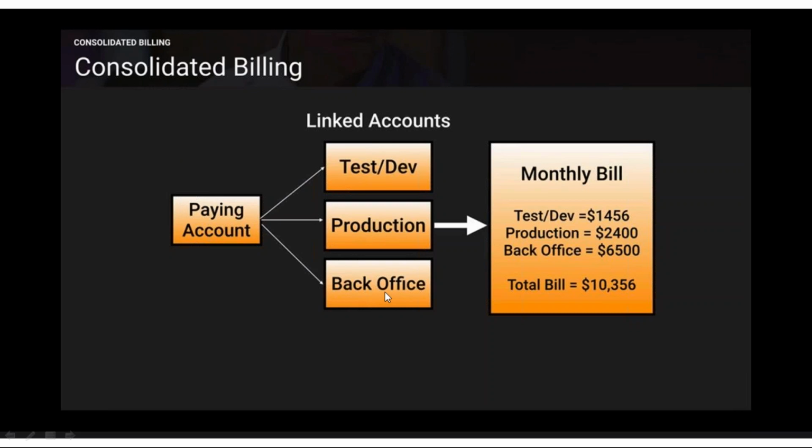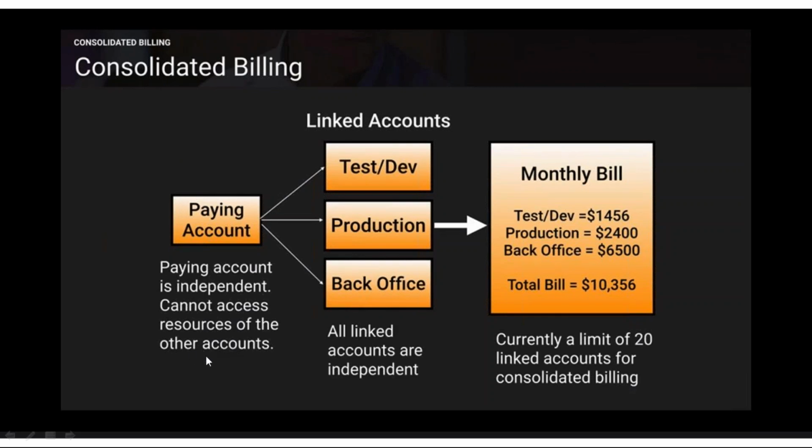The paying account is independent and cannot access the resources of the other accounts. As we just saw, it will have access only to retrieve their billing information, not to those resources. And all the linked accounts are independent of each other. So the back office account cannot access production, neither can production access the test or back office accounts. And currently there's a limit of 20 linked accounts for consolidated billing.